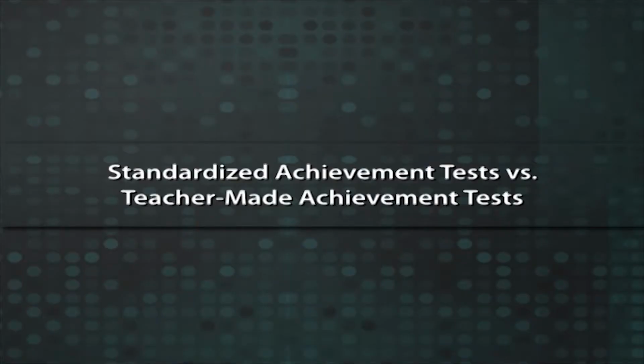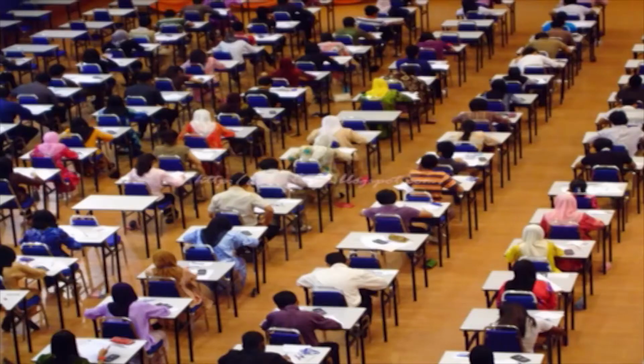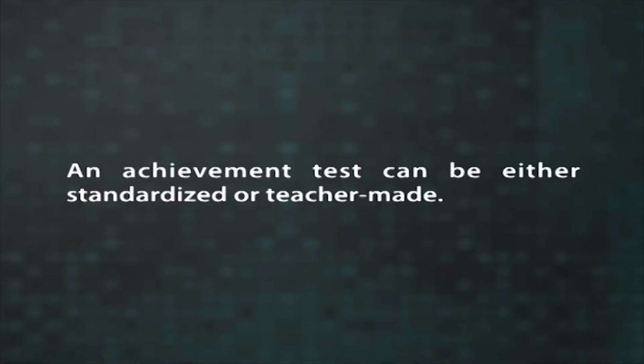Standardized achievement tests versus teacher made achievement tests. In one of the previous units, we have seen that on the basis of standardization, tests can be classified as standardized tests and teacher made tests. We have also seen the features and characteristics of each of these types. An achievement test can be either standardized or teacher made. They both are similar in many ways.